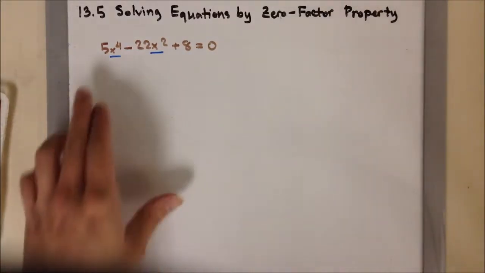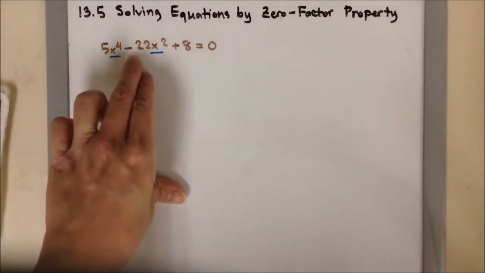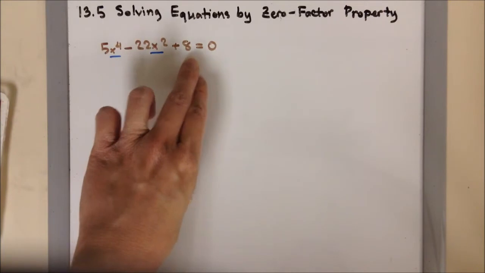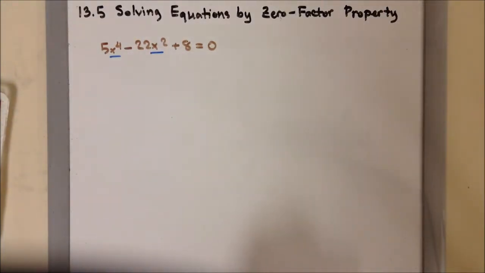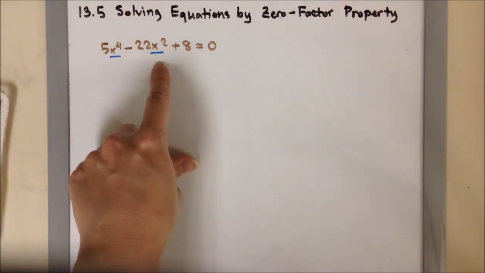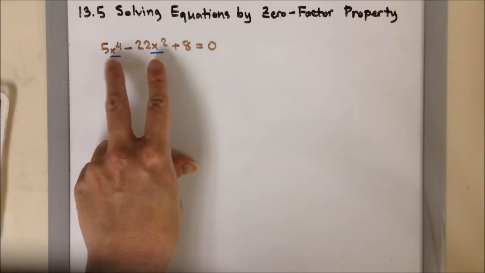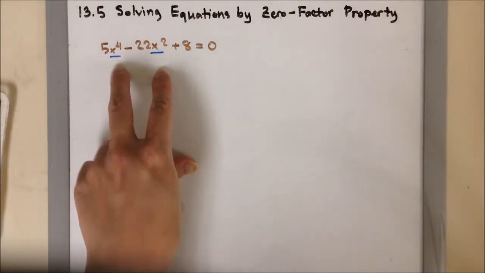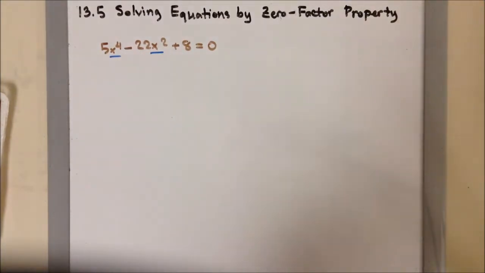In this example, we have 5x to the 4 minus 22x squared plus 8 equal to 0. Now, this one looks very similar to a quadratic equation, meaning that we could just factor like any typical trinomial, but the issue is we have x to the 4th and x squared. So since the first term is x to the 4th and the middle term is x squared, we can't really factor just like a trinomial.